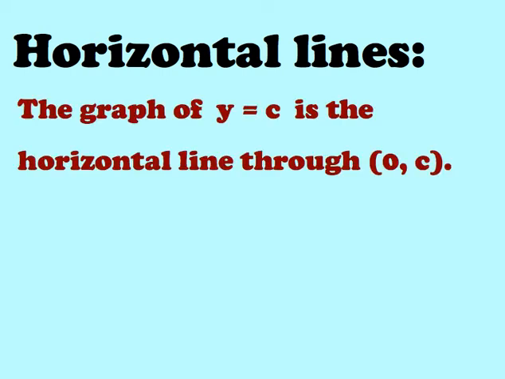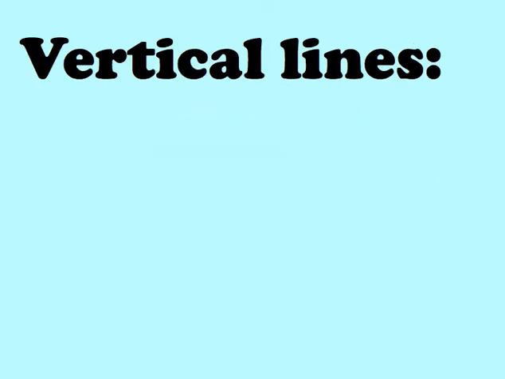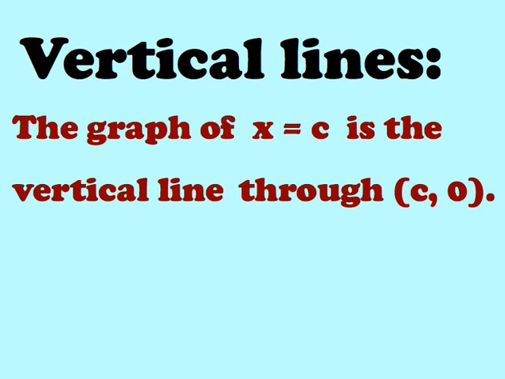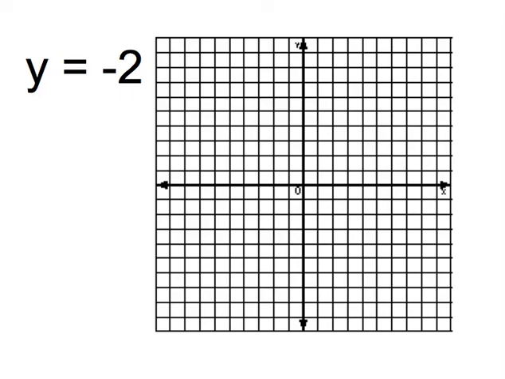So now we need to talk about horizontal lines. Horizontal lines are when we have a graph of y equals c, where c is just any real number. That's going to be a horizontal line through the point 0, c. And we also need to talk about vertical lines. That's when you have a graph of x equals any real number, which is the vertical line going through the point c, 0. So to start out with, let's say I have y equals negative 2.